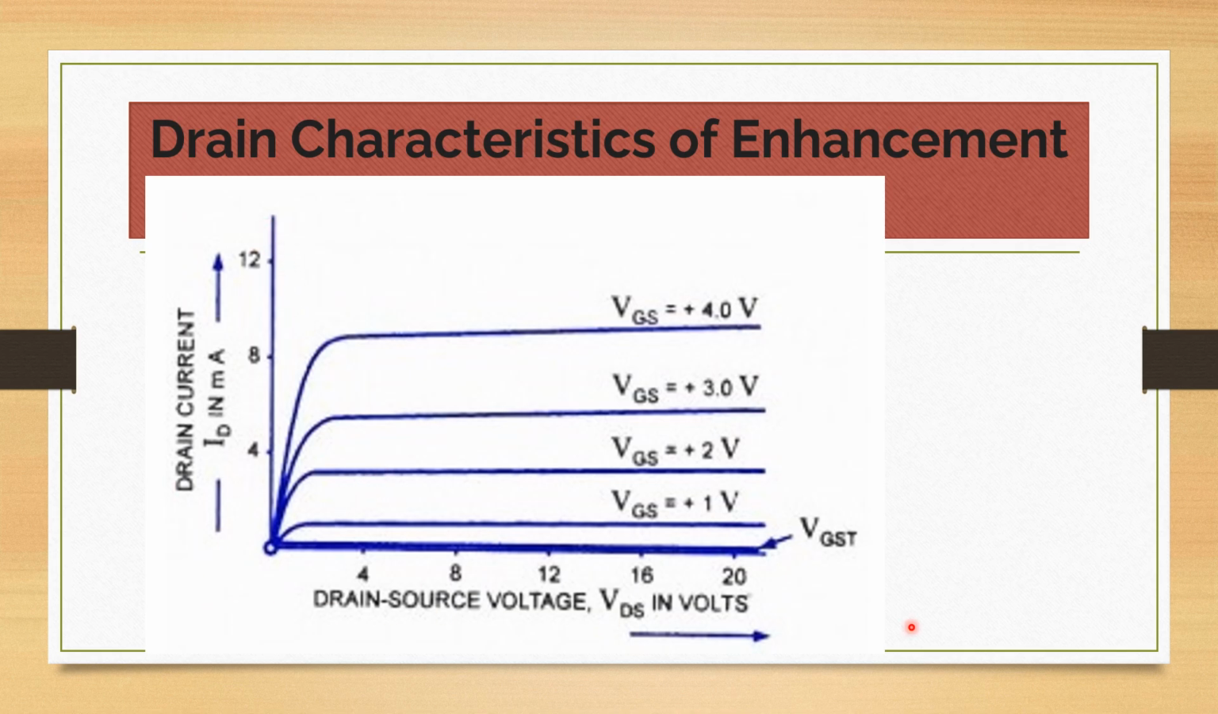So here you can see the drain characteristics of the enhancement MOSFET. The drain characteristics are drawn between the drain current and your drain to source voltage, keeping VGS constant. Once you apply a positive VGS and keep increasing it, your current value will also start increasing. It will have a linear relationship up to the ohmic region. After that your current will be saturated. Even though you keep increasing the drain to source voltage, you will not have any further increase in the current value. The current will get saturated.